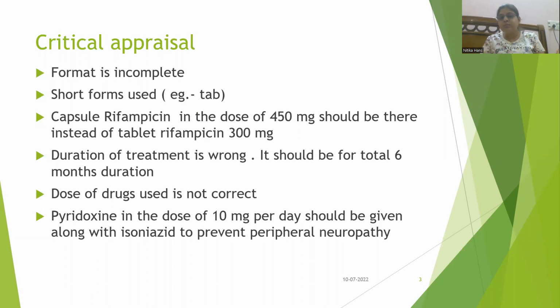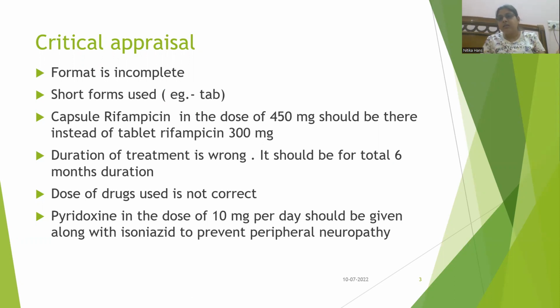Short forms are used, like tab and cap, and the dose of rifampicin should be 450 milligram instead of tablet rifampicin 300 milligram. Rifampicin comes in capsule form and the dose is 450, so rifampicin 300 milligram is wrong. Duration of treatment is wrong.